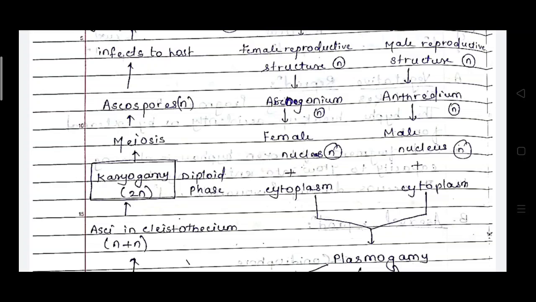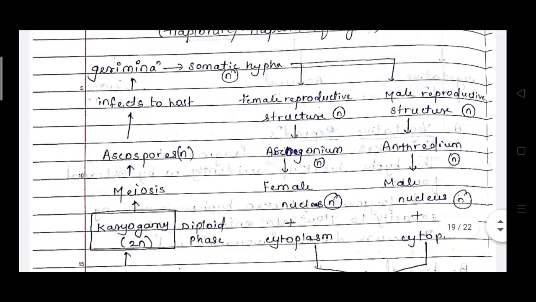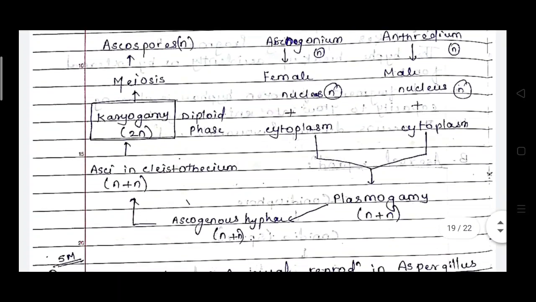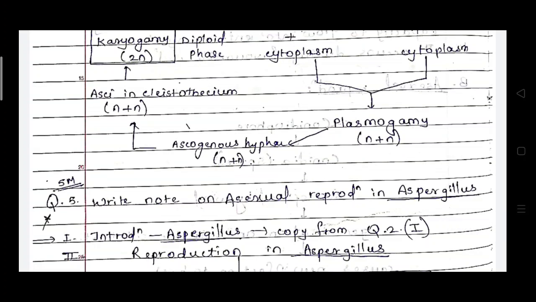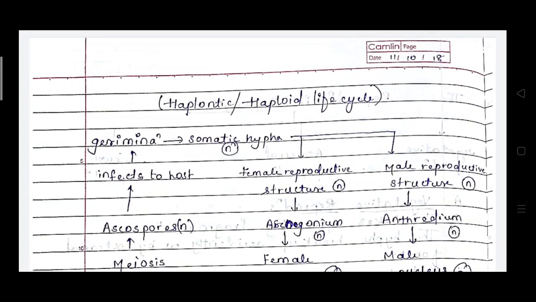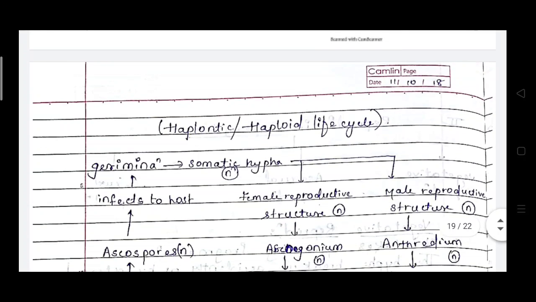So firstly haploid structure, then diploid, and again it will be haploid. That's why the cycle is a haploid or haplontic life cycle. On this topic, different questions may be asked regarding what the life cycle in Aspergillus is.